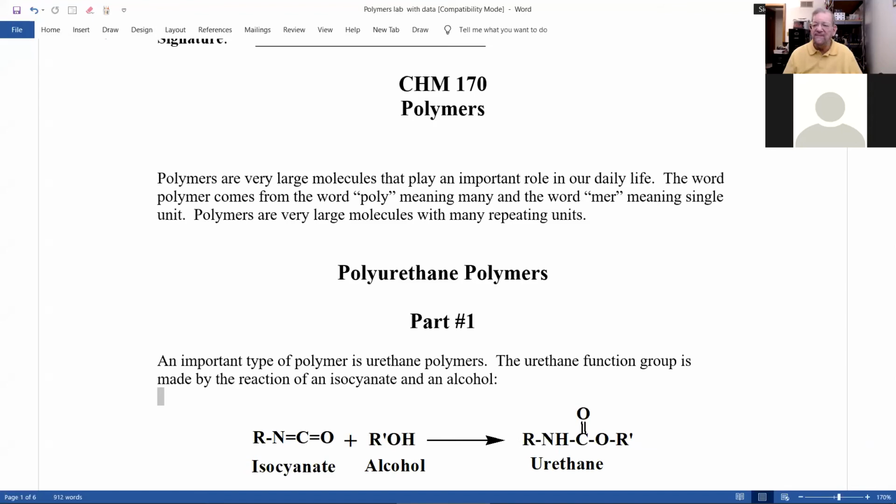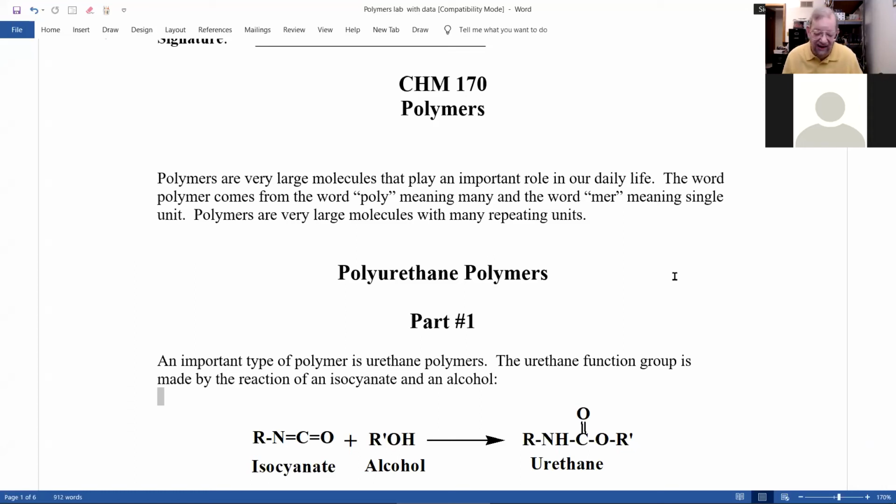And let's talk about today's lab. Everybody see it on your screen right now, polymers? Thank you. Now, polymers, as I talked about yesterday, are very large molecules. They play an important part in our life. My water bottle is a polymer. My glass lenses are polymers. And the word polymer comes from the word poly, meaning many, and mer, meaning single unit. These are large molecules with repeating units.